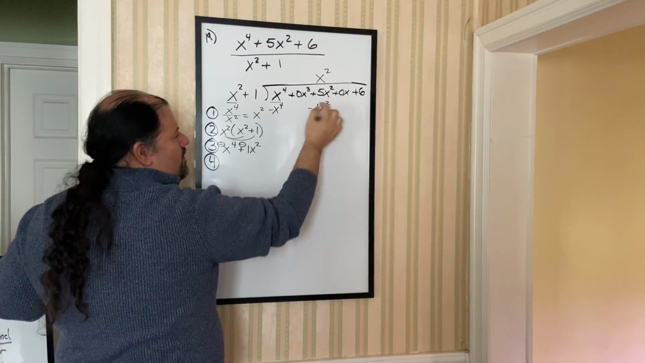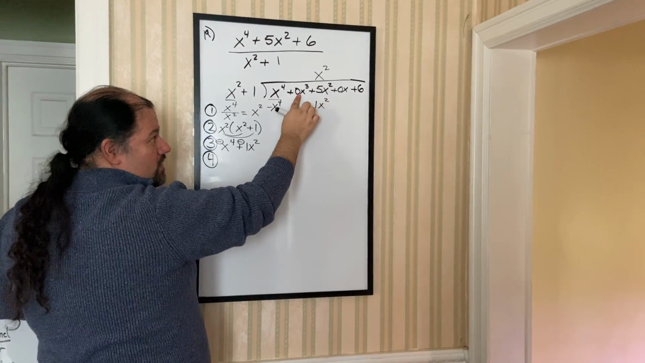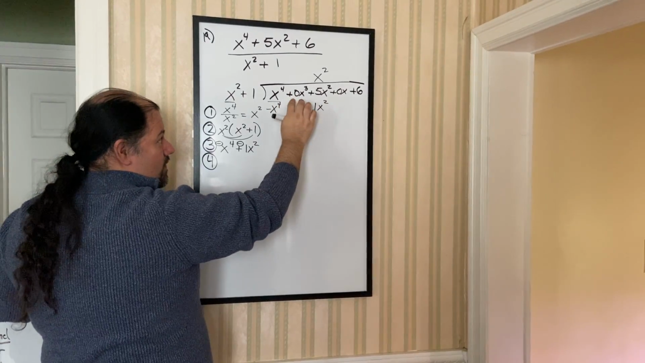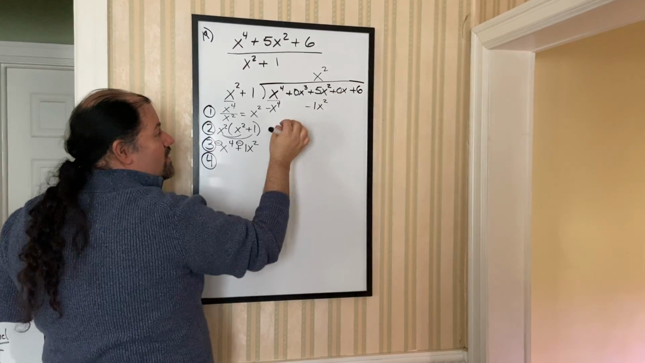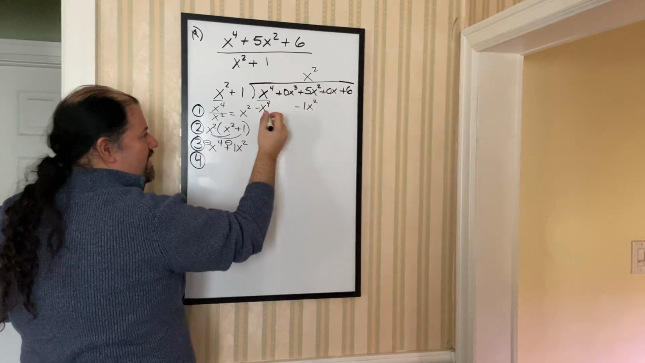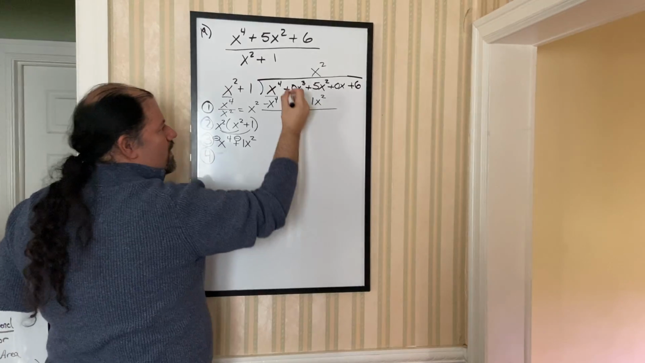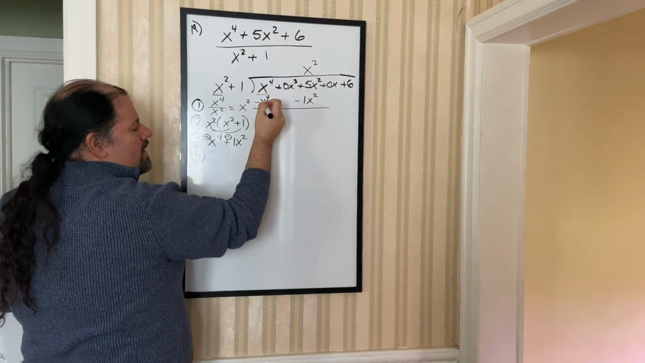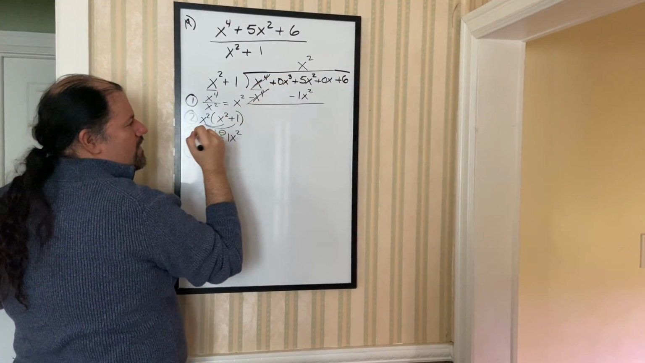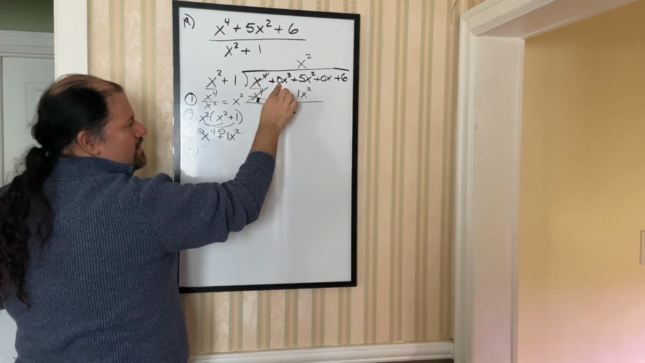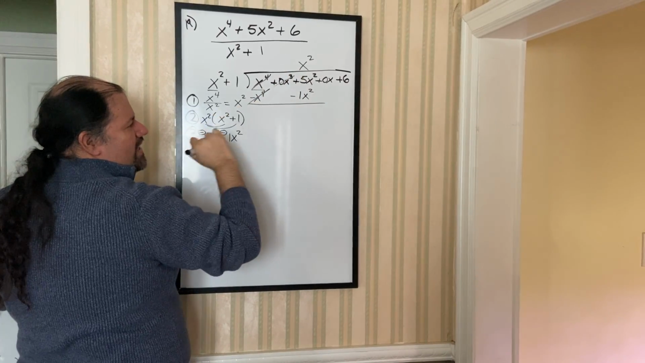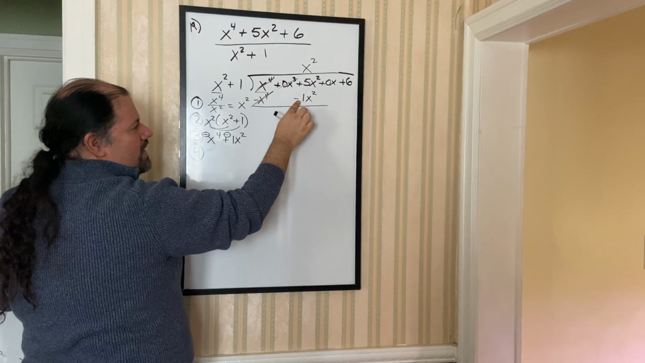So it looks like I didn't really need this x cubed as a placeholder, but it's always good to put in those holders in case you never know when you need them in a problem. X to the 4th, negative x to the 4th, they cancel out. This, since it's 0, nothing there. And here, a positive 5 and a negative 1.